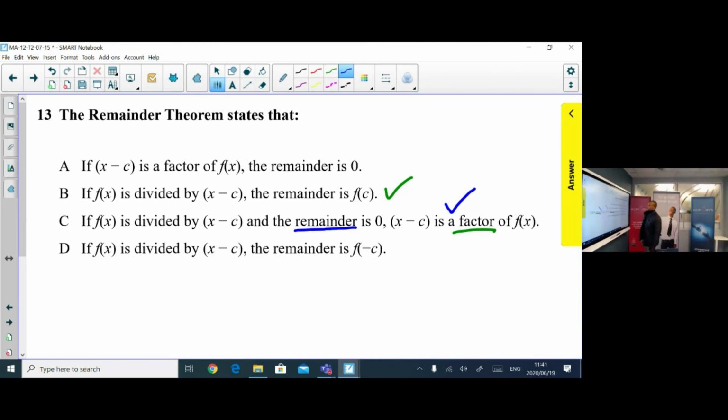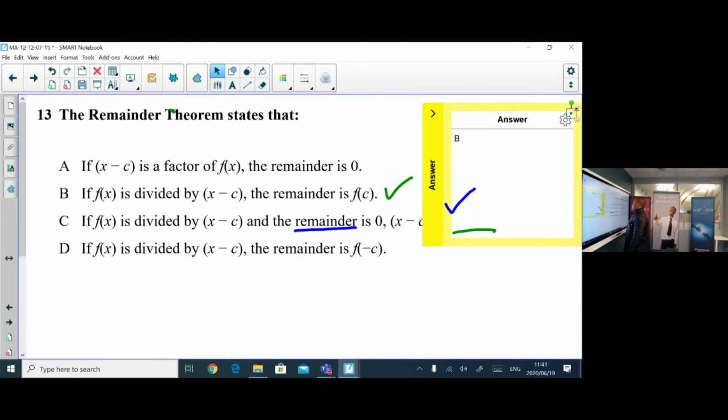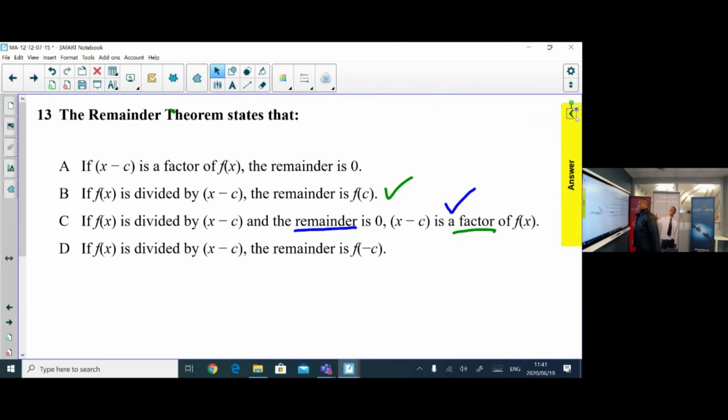Okay. So in this case, according to the progress of our lesson, I would say that B is the answer because we haven't yet covered the factor theorem. So it will be B as you see, though C is also correct, as we shall see in a minute.